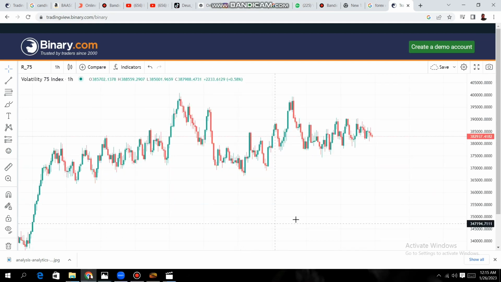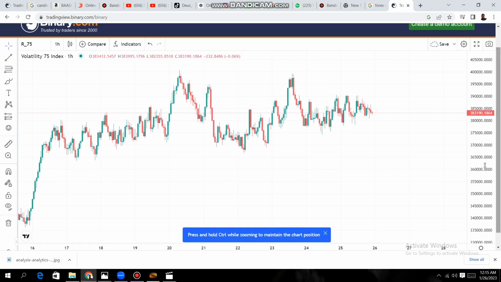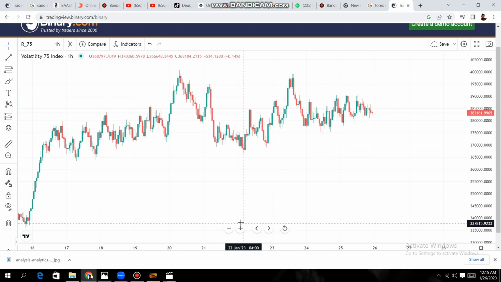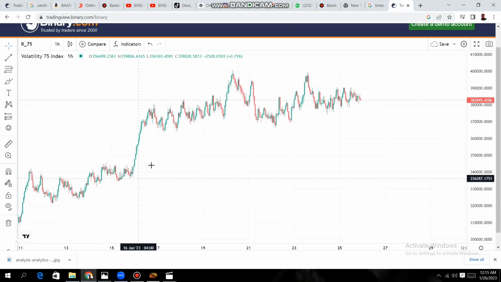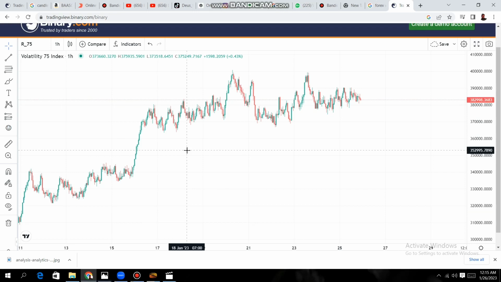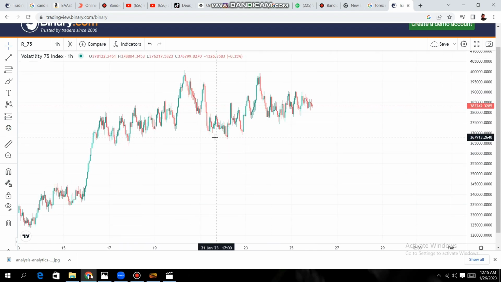So we have our chart here. The first thing we're supposed to do is look for our support and resistance. This is our support area here. This is our support here. This is our support area, and this is our resistance area.